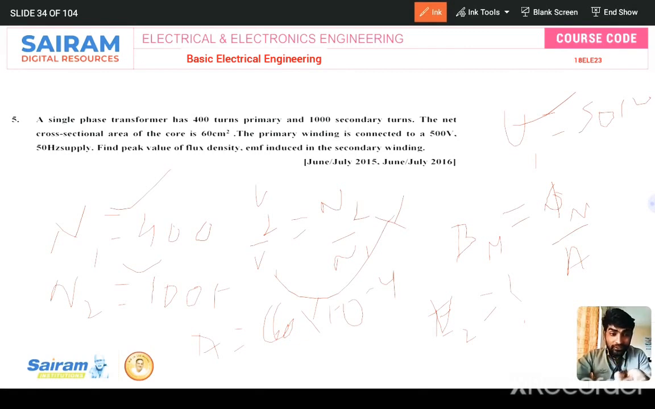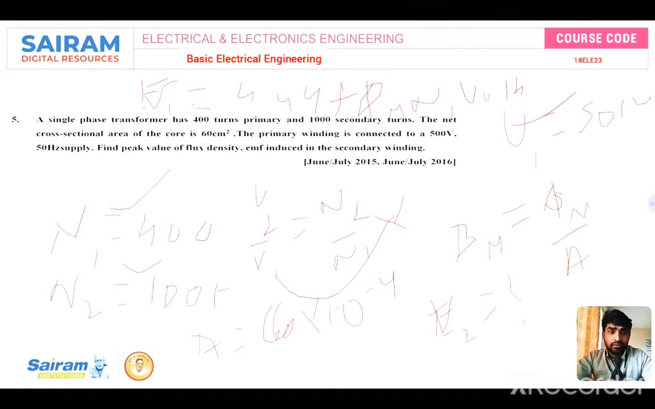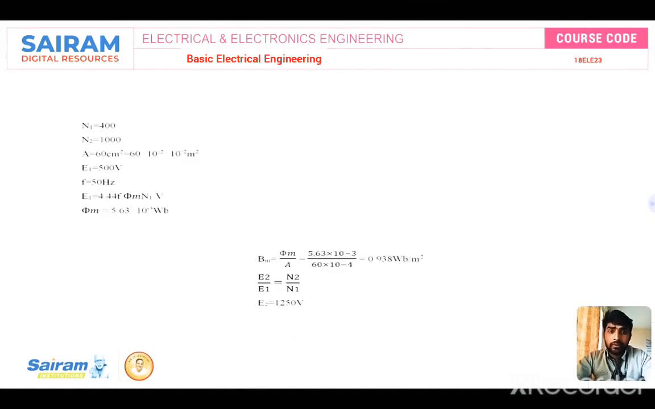And also we need to calculate flux. Which formula will I prefer? Definitely we need to prefer the EMF equation of transformer. That is E1 is equal to, or V1, okay, I'll take V1. Some of the books mention E1. V1 is equal to 4.44 f φm N1 volts. I'll give you a detailed solution for this problem, okay? Just calculate φm by using this formula. We will see the problem carefully.